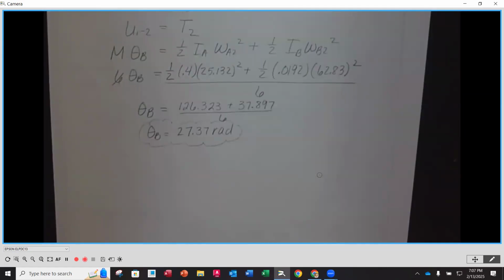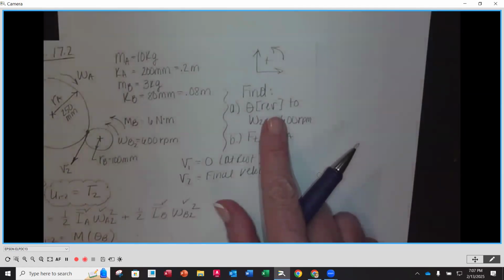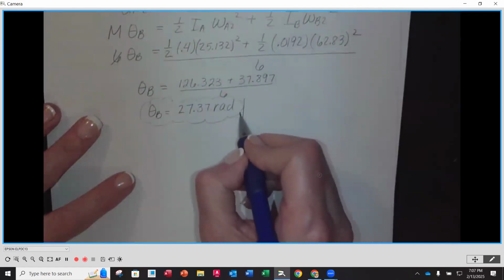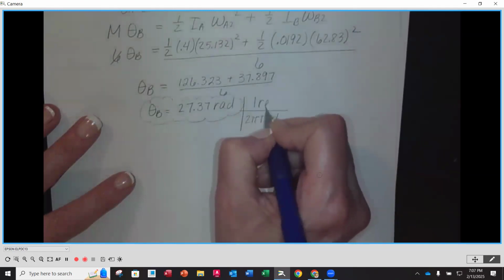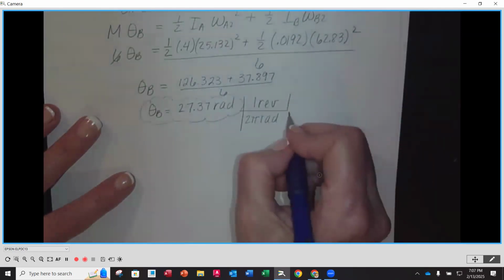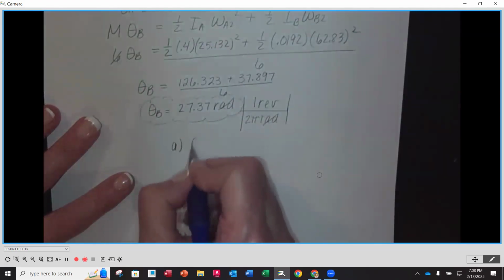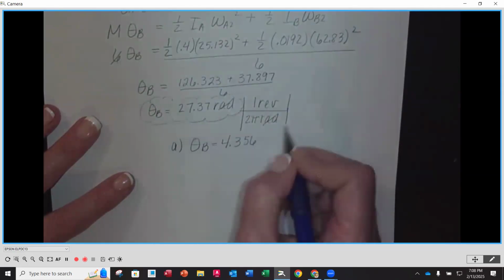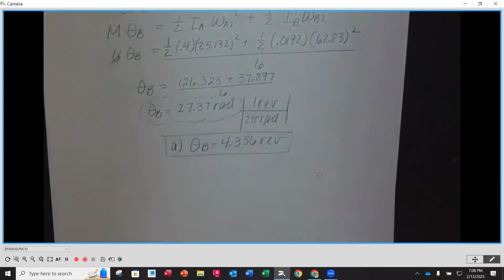All right. So we have this in radians, but remember, our problem was asking us how many revolutions. So we've got theta. All we need to do now is convert it. So I know that there's 2 pi radians in 1 revolution. So radians cancel out here. And part A, my theta B is going to be equal to 4.356 revolutions. And that's to get to 600 RPMs.